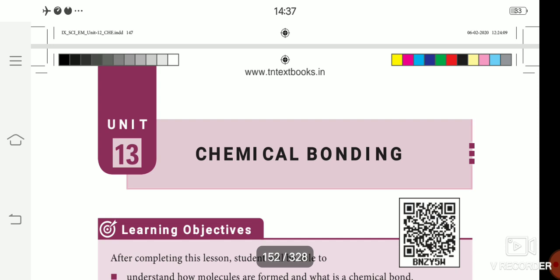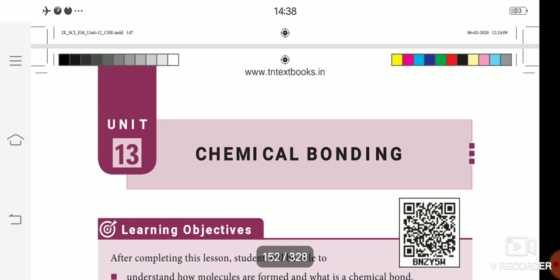The next one is the melting point. Ionic compounds have high melting and boiling points because a high amount of energy is required to break the strong interionic attractions. Then the solubility. Ionic compounds like sodium chloride and potassium iodide are soluble in water and insoluble in solvents like kerosene and petrol.